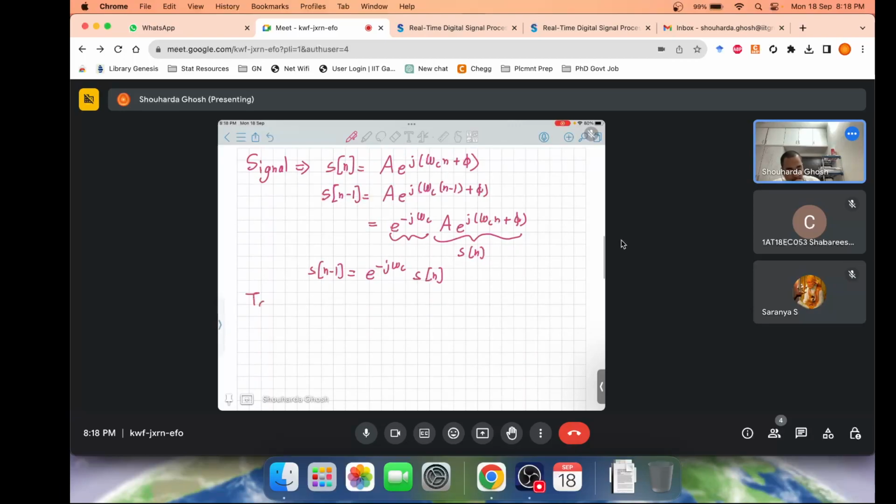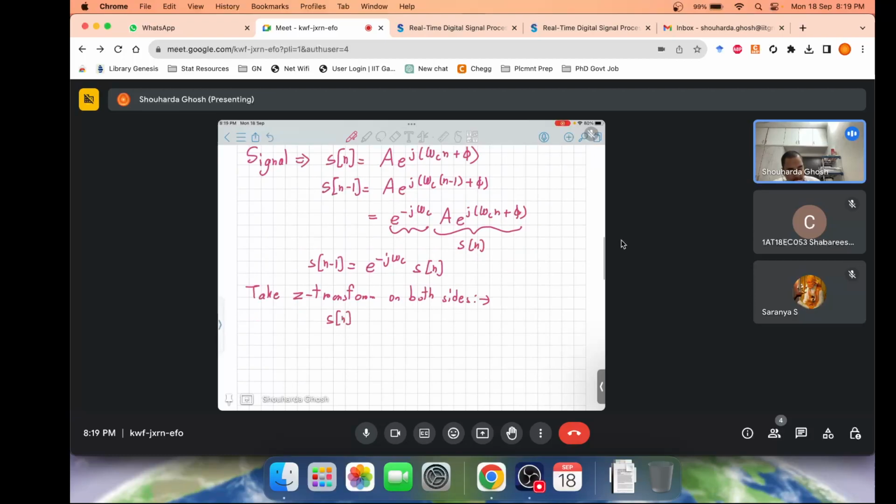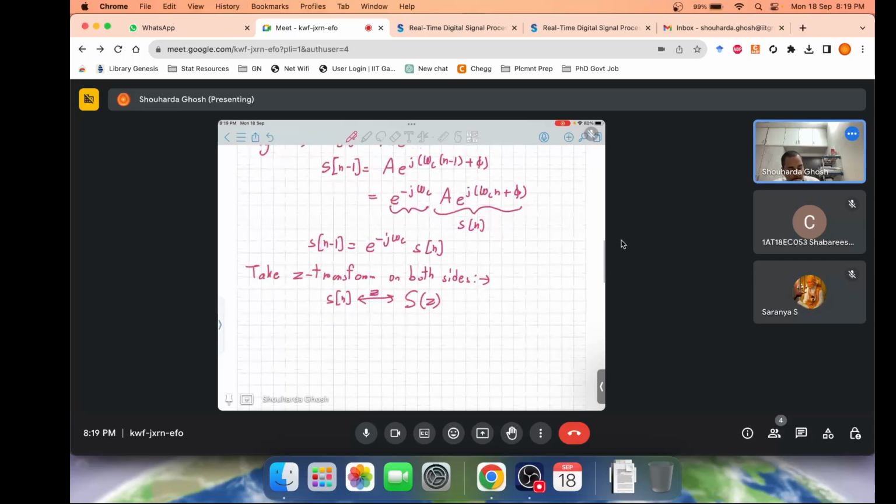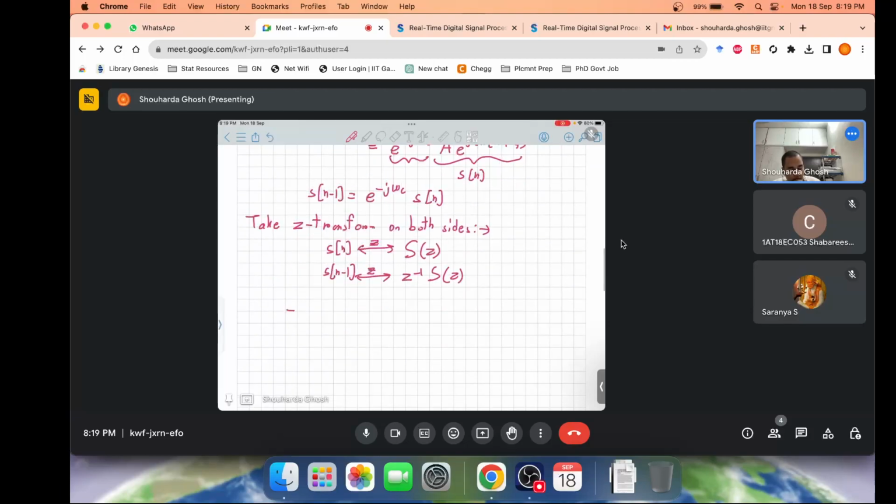Now we take the Z transform on both sides. S[n] has a Z transform of capital S(z), so s[n minus 1] will also have a Z transform z inverse S(z). So what do you obtain? From the left hand side z inverse S(z), and on the right side we have e to the power minus j omega c S(z).